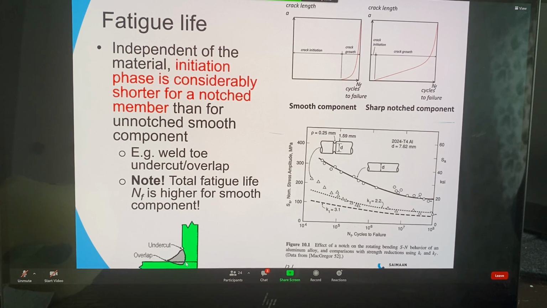This is really disastrous. If the crack starts to propagate from here, you don't see it until it hits the surface. And then it's too late, usually.